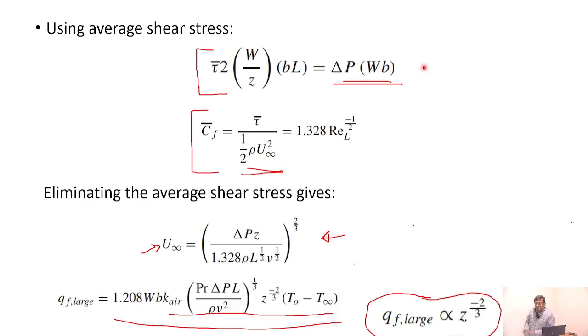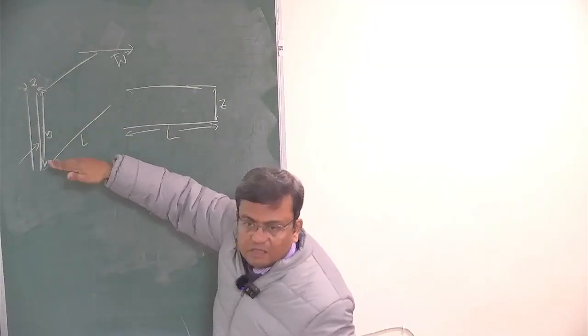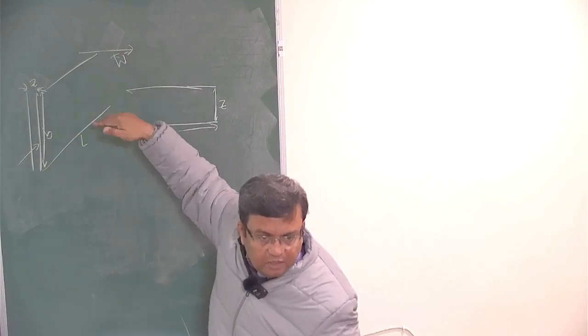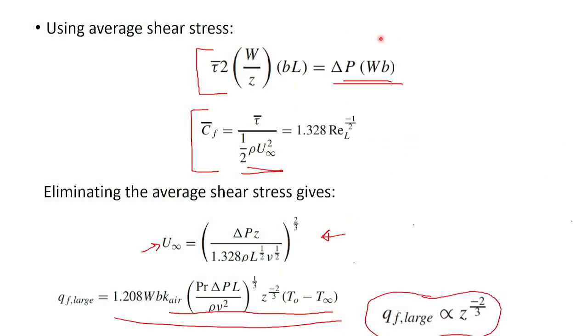What is W over Z? We know. Okay, and what about this one, right hand side? Delta P times area. WB. What is WB? WB is the area which this whole flow is seeing at this face as well as the back side, right? W times B. Okay, so these two things are equal.